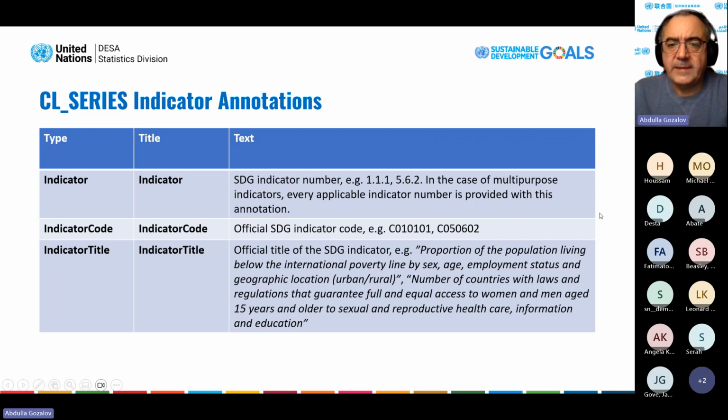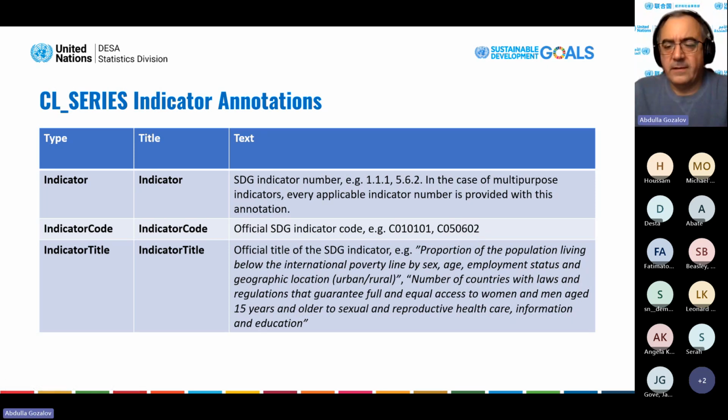In the case of multi-purpose indicators, which I don't think you often see in national customized data structures, but there are quite a few of those in the global data structure. This annotation needs to be repeated for every indicator number. Indicator code is the official indicator code, like C010101, and for indicator 5.6.2 it is going to be C050602.